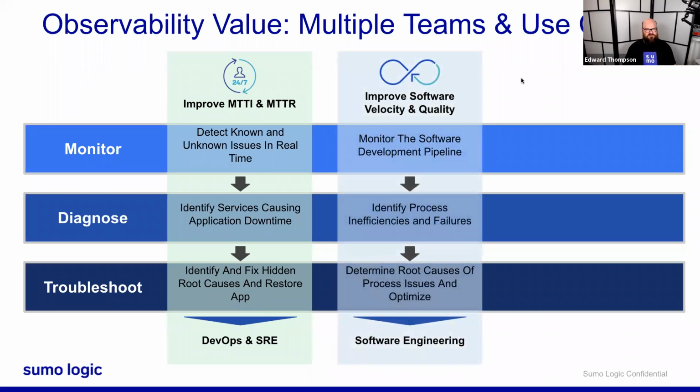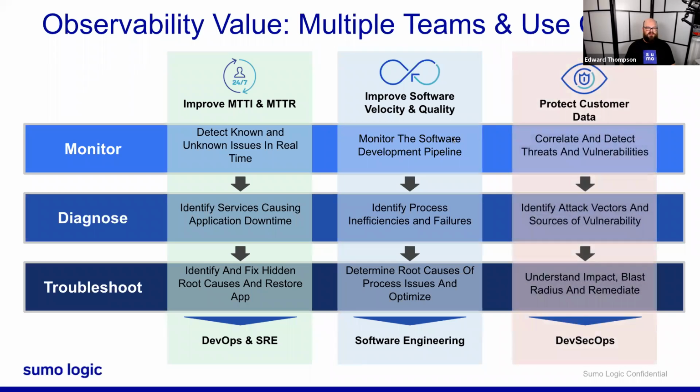And then you've got software engineering, and they're the sort of people who are likely interested in what I'm talking about today. They want to improve their software quality and the velocity of their software delivery. So they're going to be monitoring things like their CI/CD pipeline. They want to diagnose where they've got process problems, inefficiencies in their processes, and failures in their pipelines. And they want to be able to determine those root causes of process issues and optimize those pipelines.